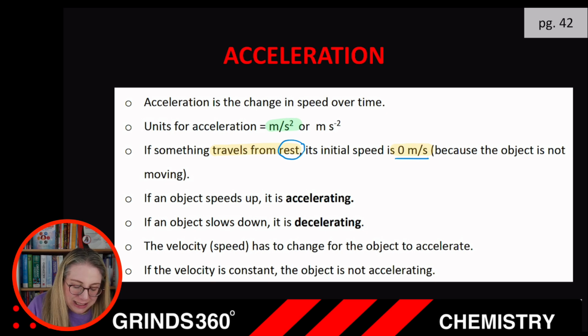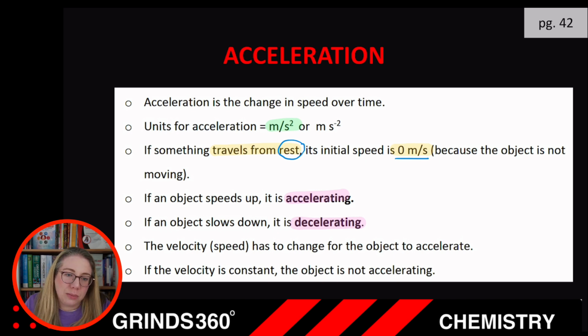If an object speeds up, then it is accelerating. If an object slows down, it is decelerating. So that's like when you're driving along in a car or on a bike and you hit the brakes. You slow down. That's called deceleration. The velocity or speed has to change for an object to accelerate, because you are traveling along at a constant speed, and then if you want to go faster, you have to accelerate. So they do go hand in hand. You can't just jump from one speed to another.